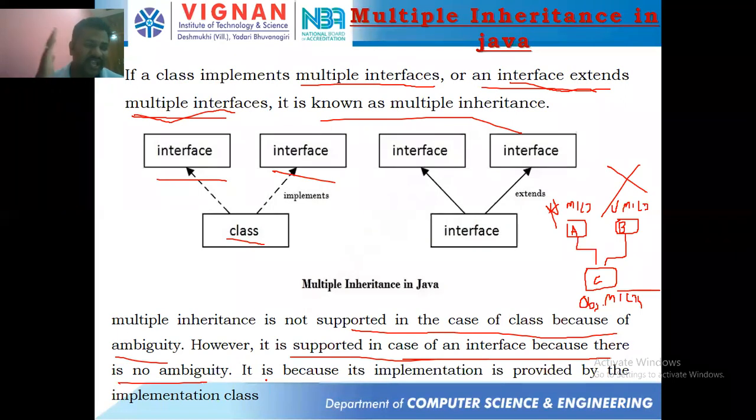Suppose here I have interface A and interface B. If interface A and B have the same method, no problem, because the implementation for that method must be provided by the child class only, the implemented class only, right? No problem over there. That's the reason Java supports multiple inheritance through interfaces. Is it clear?